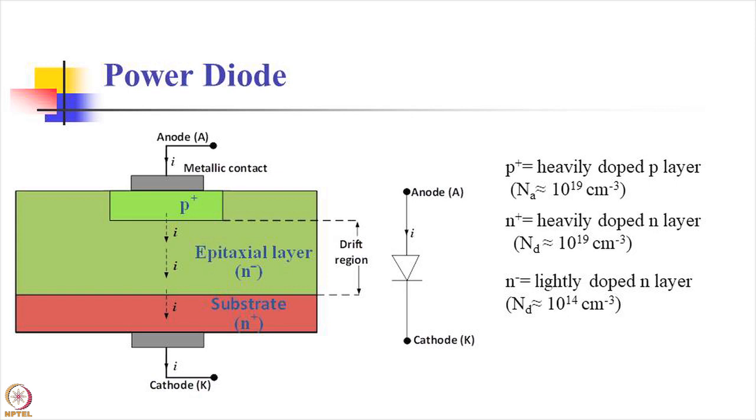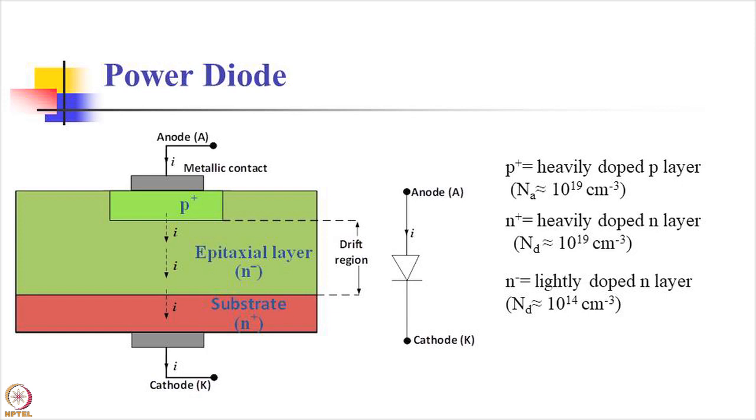So you have a much reduced concentration of donor atoms in this region, only 10 raised to power 14 atoms per centimeter cube. Over this is grown a highly doped P layer. Again, the concentration is 10 to the power 19 acceptor atoms per centimeter cube. This P layer is connected to the anode of the device through a metallic contact, and at the bottom there is a metallic contact providing the cathode connection to this device.